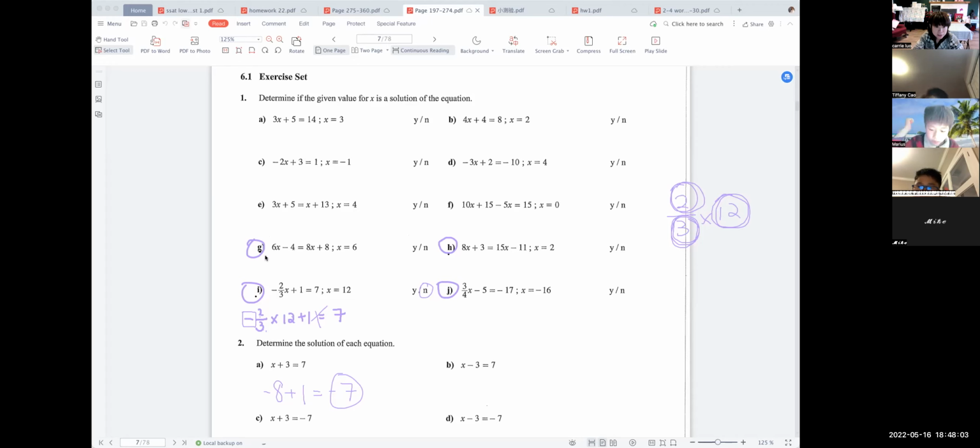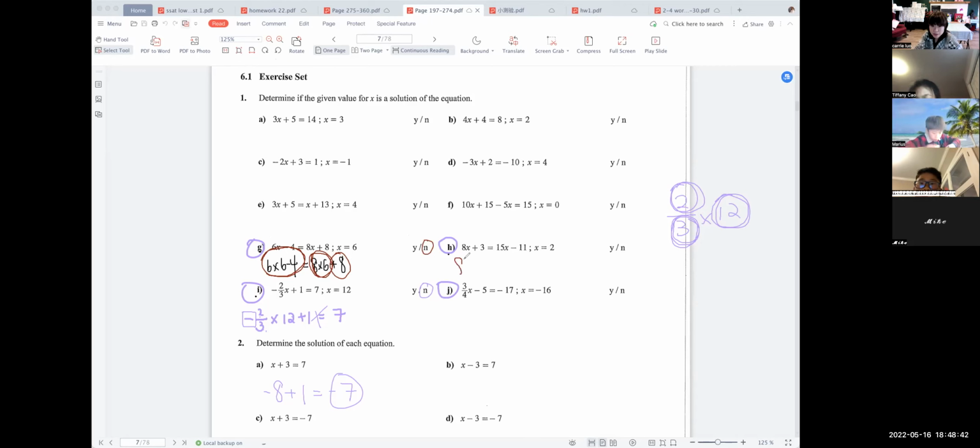Okay, so the first question, I'm going to put 6 inside. So 6 times 6 minus 4 equals 8 times 6 plus 8. This question, I'm not even going to spend any of my precious time calculating at all. Why? Everybody take a look at this one. How possible? 6 times 6 minus 4 must be smaller than 6 times 6, and 8 times 6 is already bigger than 6 times 6, and you need to add another number. So it must be a no. Correct? So I save a lot of time by just looking at them.